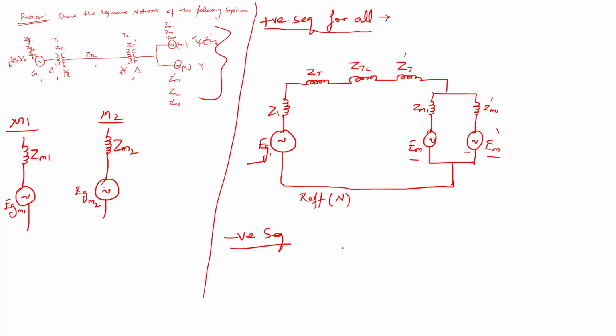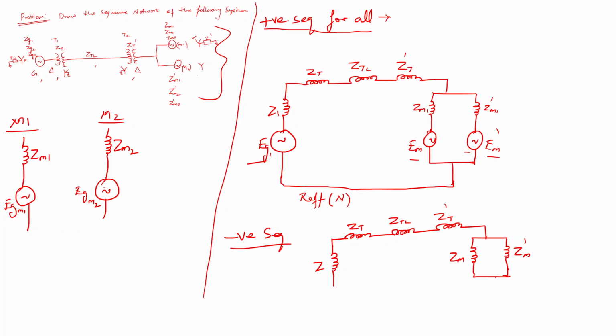So if that is the case, then this is Z for the motor, and this is ZT, and this is ZTL, and this is ZT dash, and this is ZM, and this is ZM dash. I wantedly missed one thing. You are going to tell that.